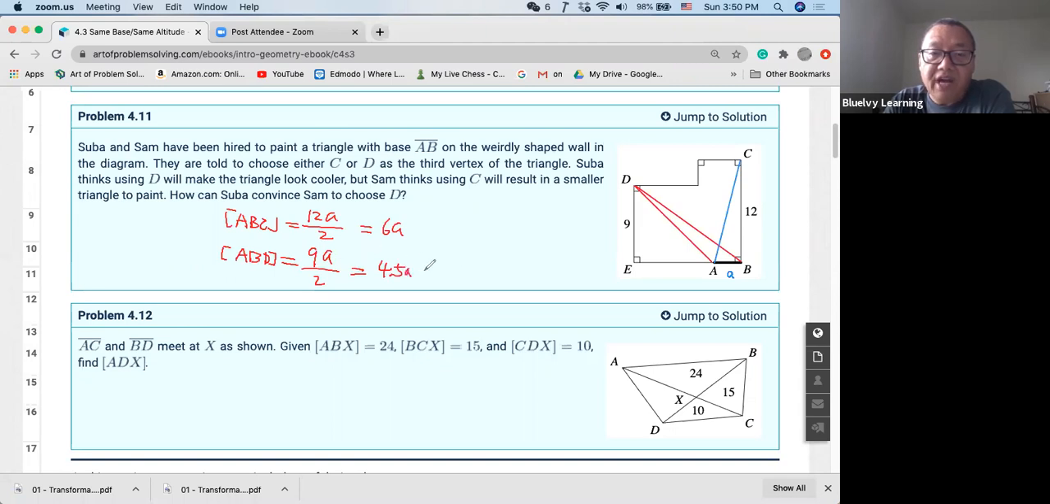So this area is actually less than the area of ABC. That's the reason why, by this way, Suba can convince Sam to choose D as the third vertex of the triangle. By doing this, they paint less than choosing C as the third vertex, because the area of triangle ABD is less than the area of triangle ABC.